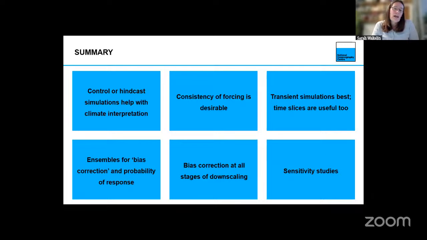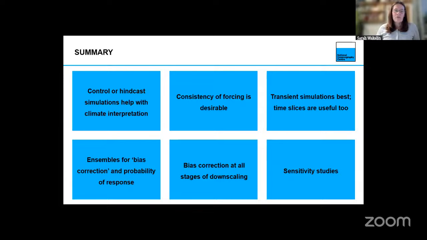Transient simulations are best. They helped us to diagnose what was happening with the oxygen and the salinity in the Northwest European shelf. I've used time slices in the past. They are useful too. Ensembles of model predictions really help for bias correction and also for gauging the probability of what's coming out of your model. Bias correction is good at all stages of downscaling. You can bias correct what's coming into your model, but also in your interpretation of what's coming out of your downscaled model.